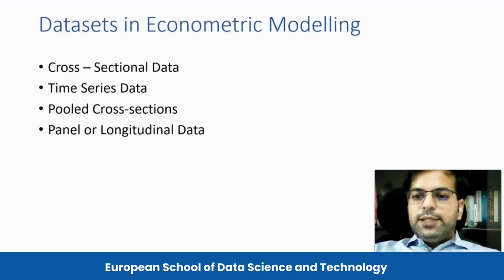Moving on, let's now focus on some data sets that are most commonly used in econometric modeling. There are 4 different types of data sets that you will encounter in your day-to-day work in econometric modeling. There is cross-sectional data, there is time series data, there is something which you call pooled cross sections, and then finally you have the panel or longitudinal data.